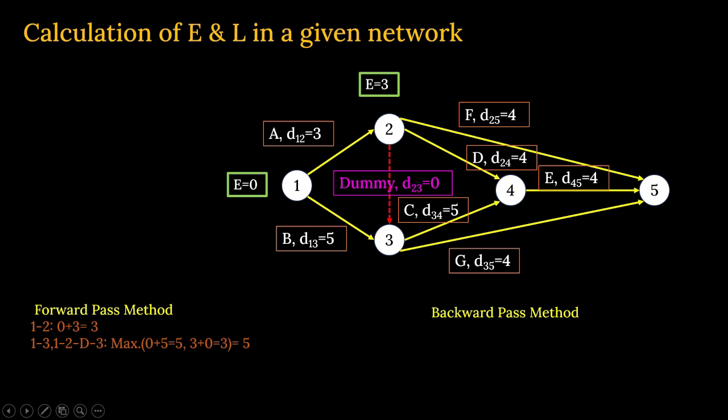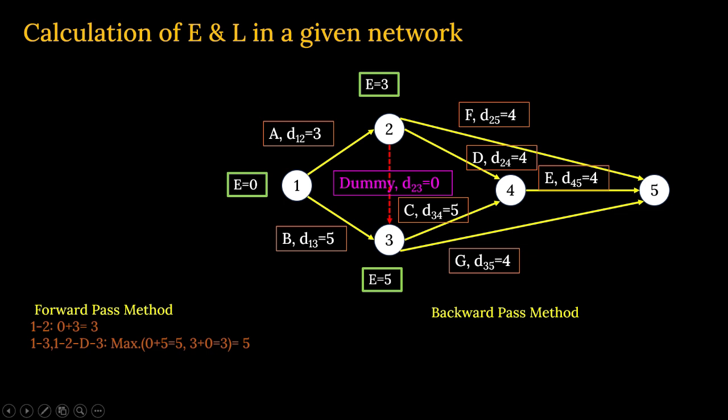From here this arrow is coming, so the earliest start time is 0, duration is 5, so 0 plus 5 is 5. And here the earliest start time is 3, the dummy activity duration is 0, so 3 plus 0 is 3. Out of 5 and 3, which one is to be taken? The maximum will be taken. So the value of E at node number 3 will be 5. Clear? Let us understand the next.